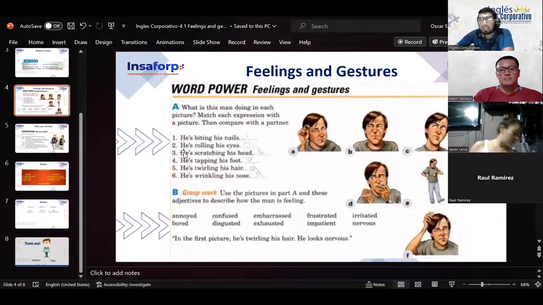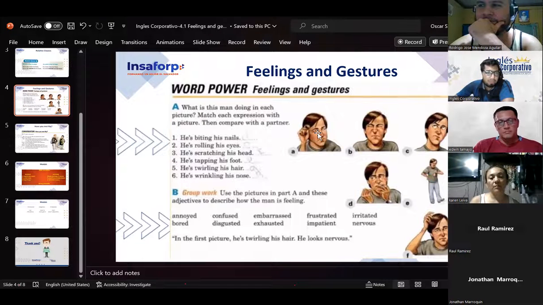What else? Yeah, biting your nails. When do you do that? So I want to hear from you. I want to hear, in what situations do you use these gestures? So, Edwin, starting with you, have you ever bitten your nails? Have you ever done that?